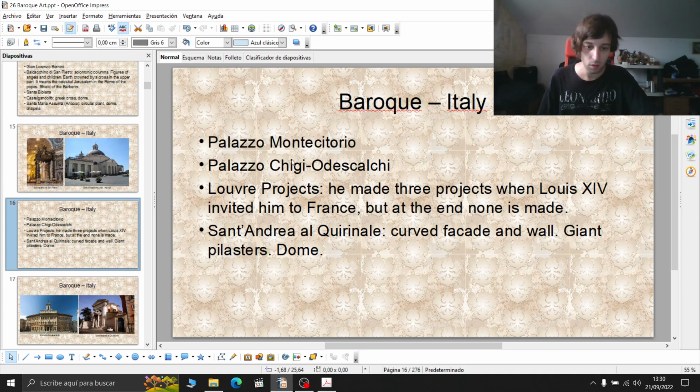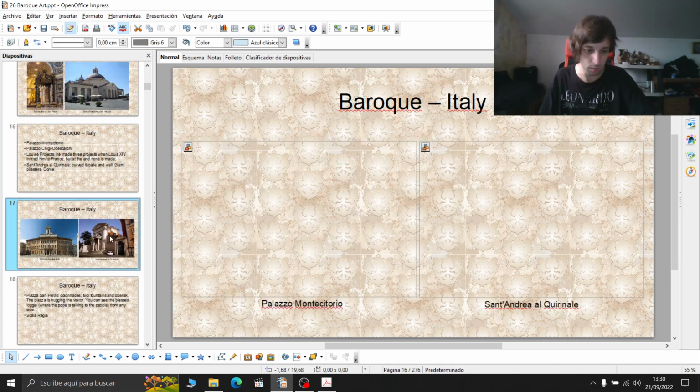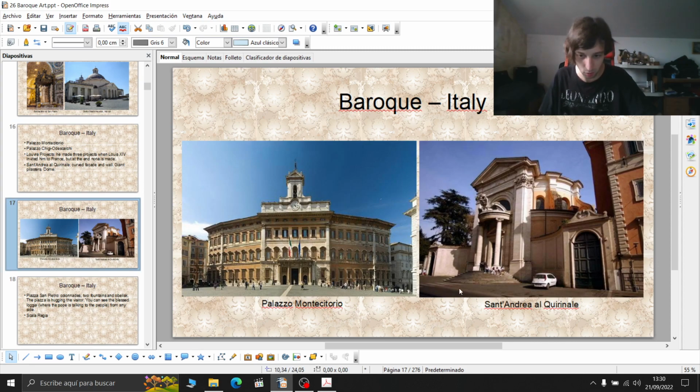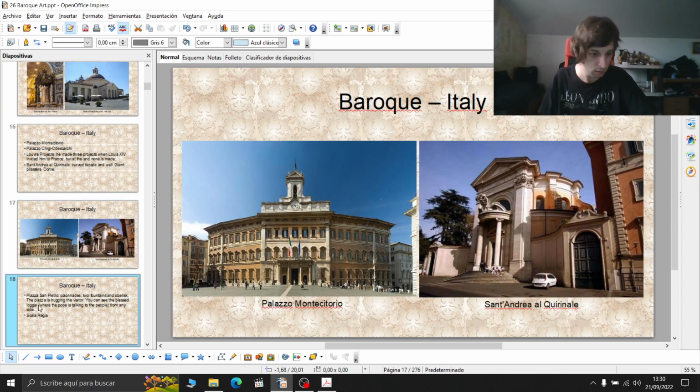Palazzo Montecitorio, Palazzo Chigi-Odescalchi, Louvre projects. He made three projects when Louis XIV invited him to France, but in the end, none was built. Sant'Andrea al Quirinale, curved facade and wall, giant pilasters and dome. Here the Palazzo Montecitorio and Sant'Andrea al Quirinale.